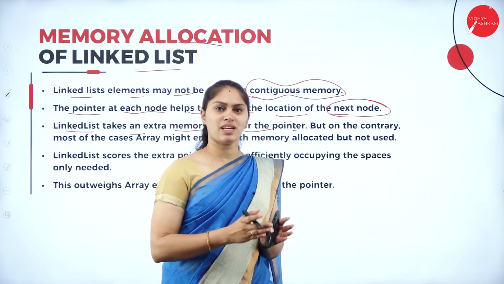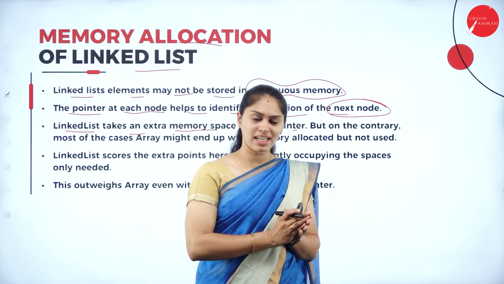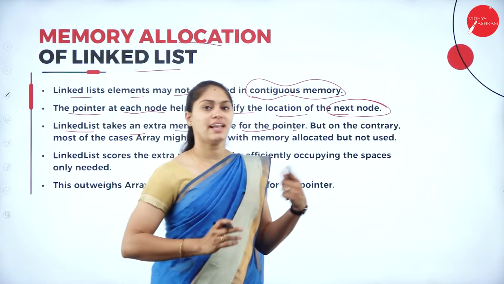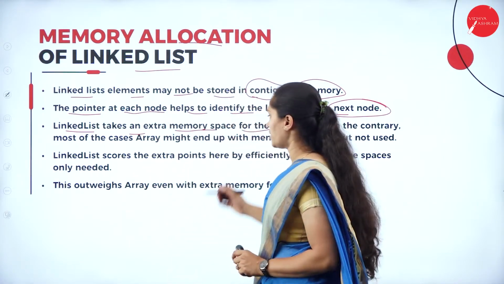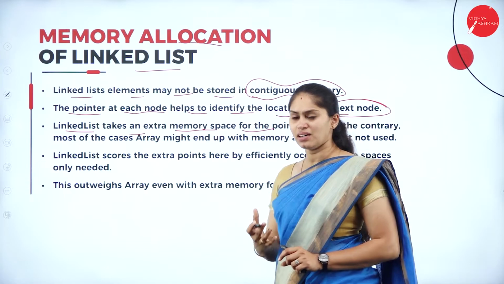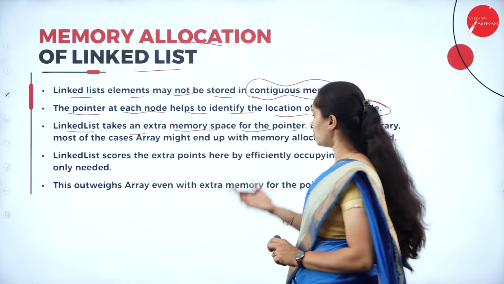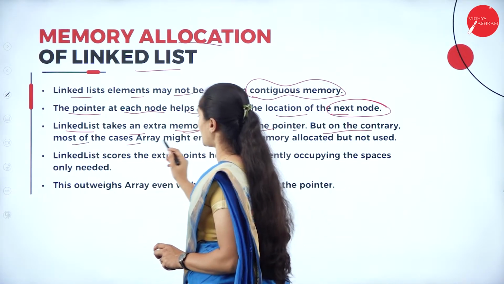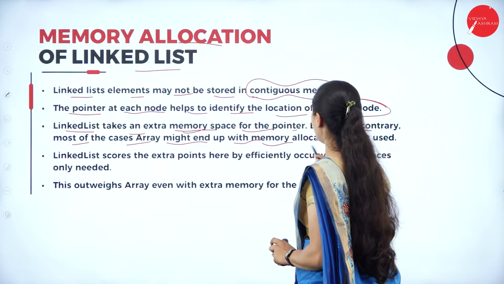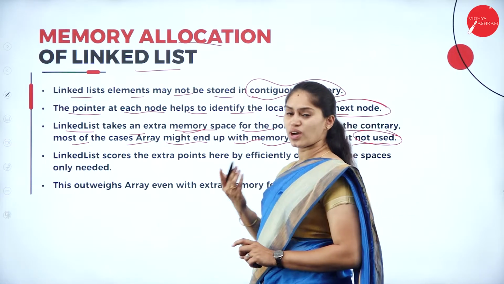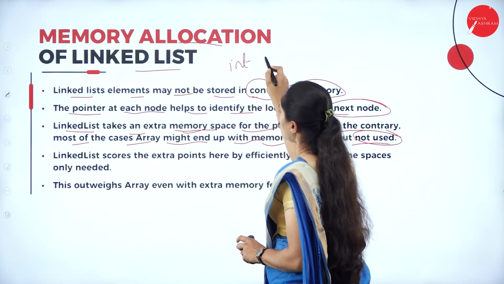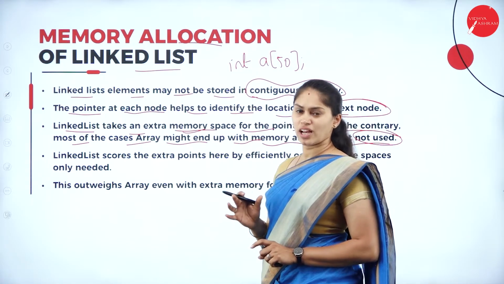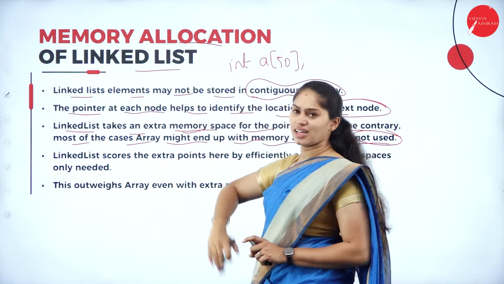We just have space only for the info, the array data. But in the linked list, we also have a pointer variable that is going to point to the next element. This pointer helps us hold the address of the next node. That's why it takes extra memory space. But on the contrary, in most cases an array might end up with memory allocated but not used. I may create an array int a of 50, but I may not have used all 50 memory allocations, but that will not be the case in the linked list.